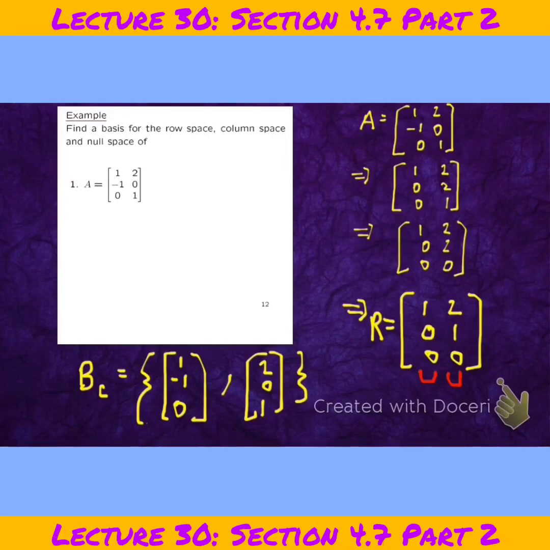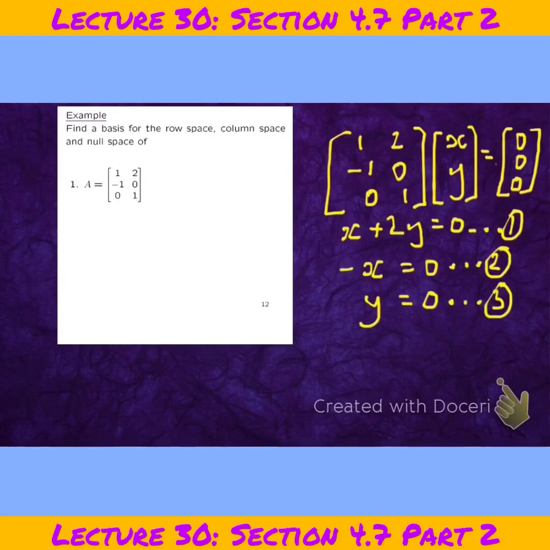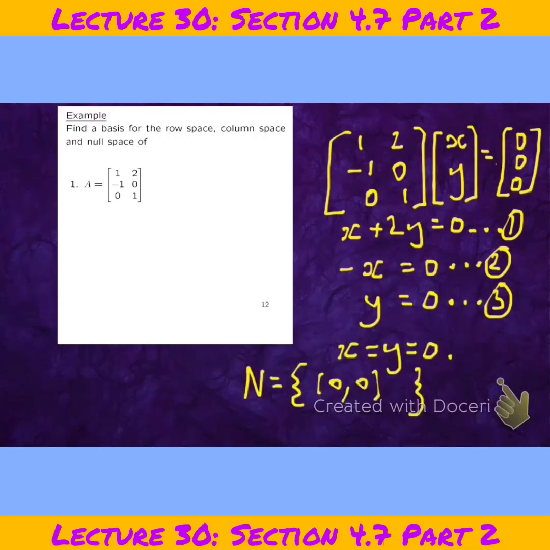And then for my null space, we need to find the null space first. So there we set up our matrix equation, and from that we can set up 3 equations that we can solve. There we get our 3 equations, and from there we get the null space, which only contains the 0 vector. So it follows that the null space has 0 dimension, so it doesn't have a basis.